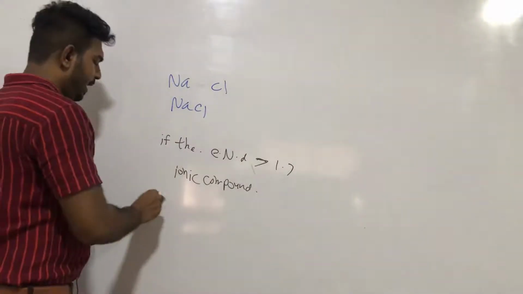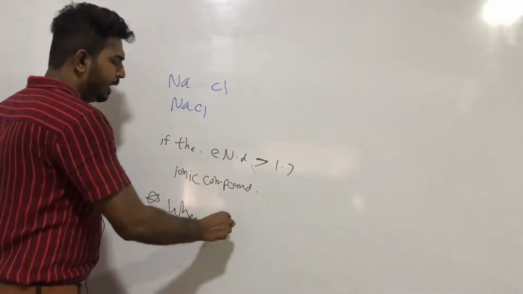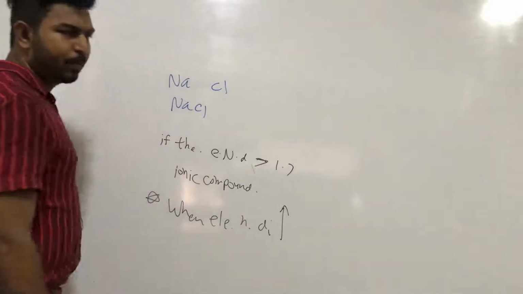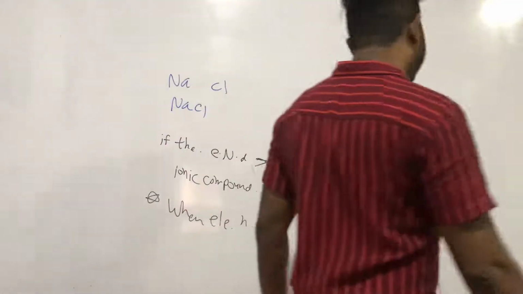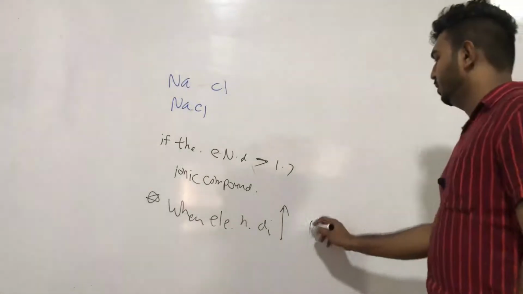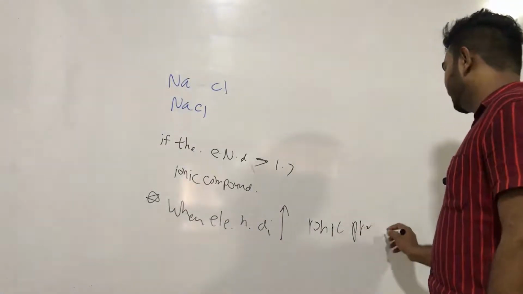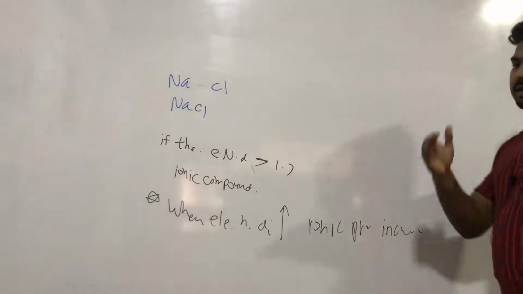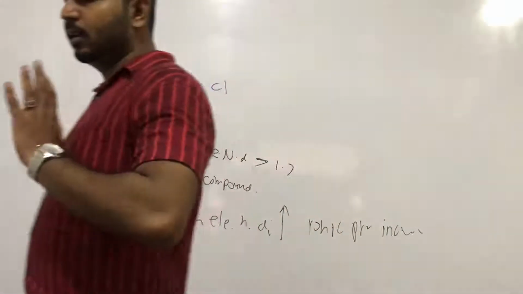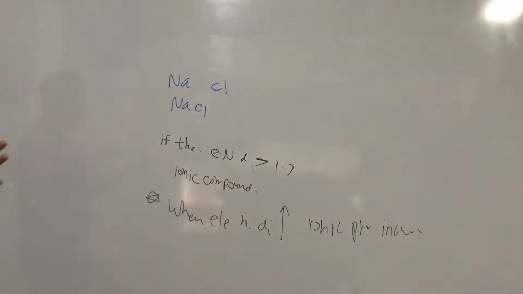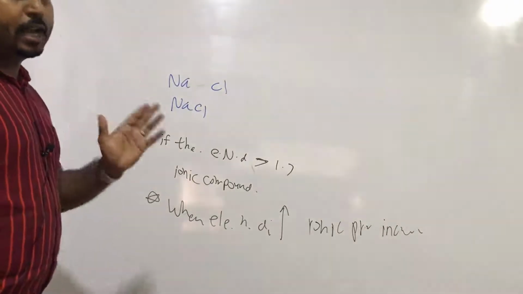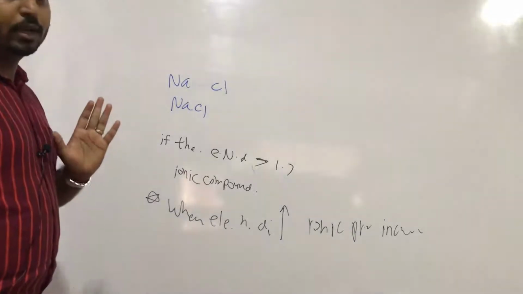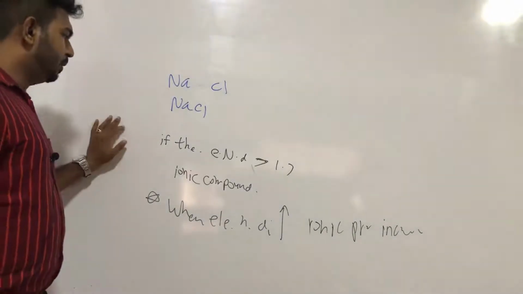So when the electronegativity difference becomes greater, ionic properties become greater. Ionic properties increase. So the first factor in the variation of ionic strength is the electronegativity difference. You have put the topic electronegativity difference right below.